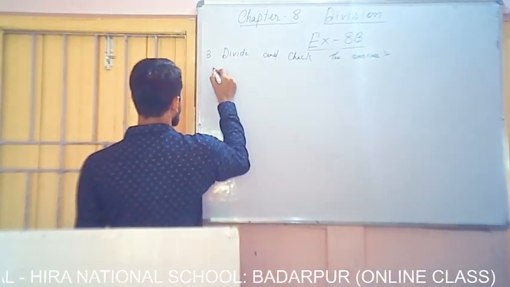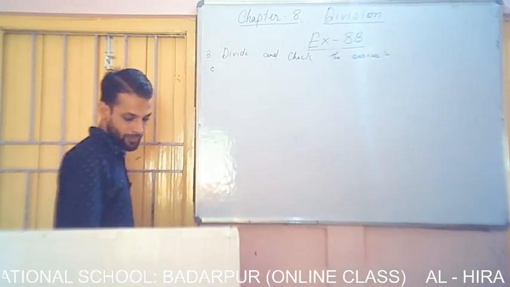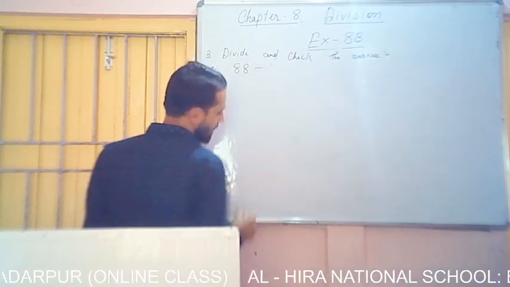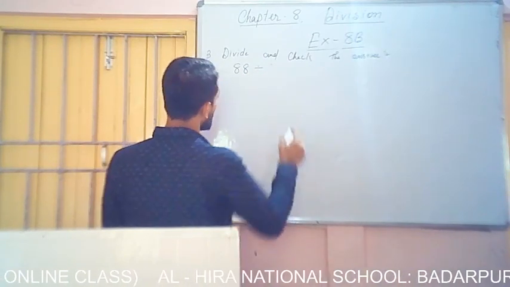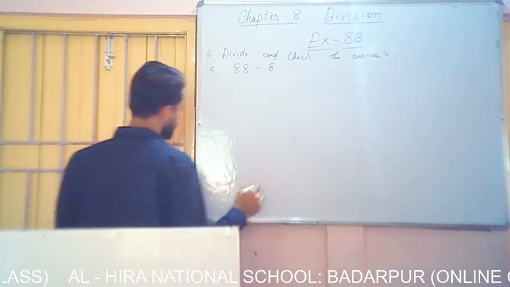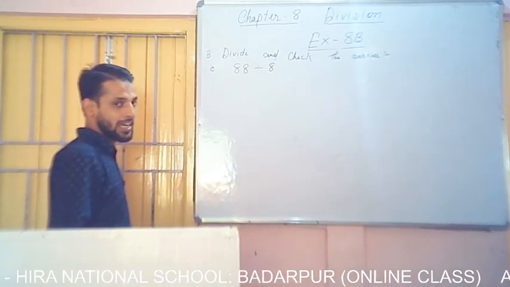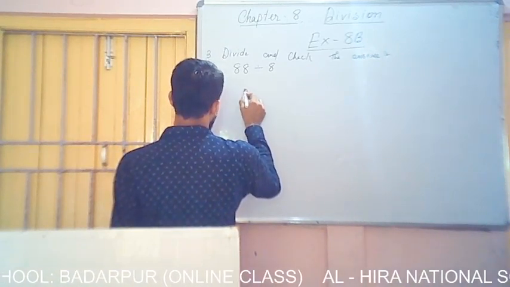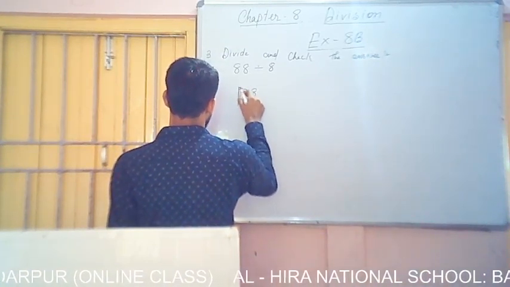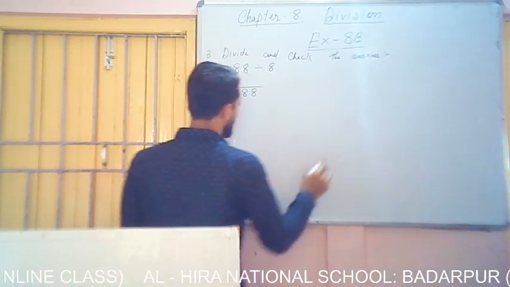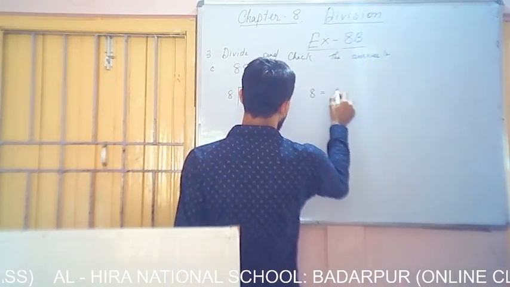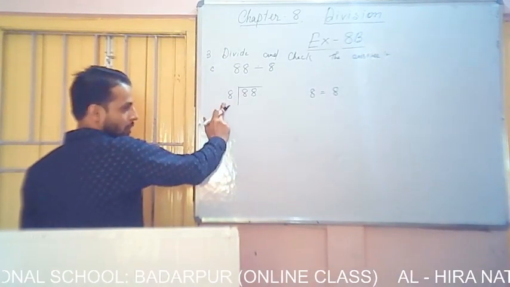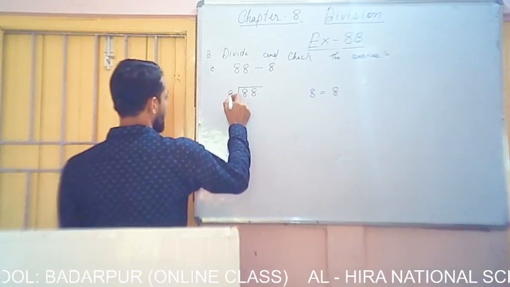Next question is question number C, that is 88 divided by 8. So to divide 88 by 8, first of all we have to arrange it in the form of division. 8 divided by 8. Here you can see that both the ones place and the tens place are equal to the divisor. That means we can divide.